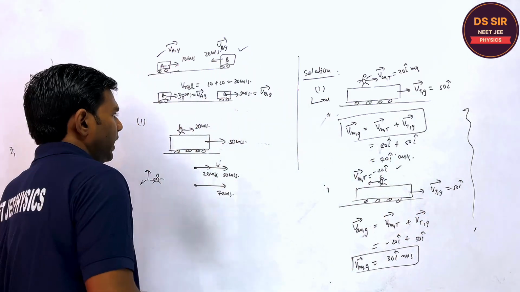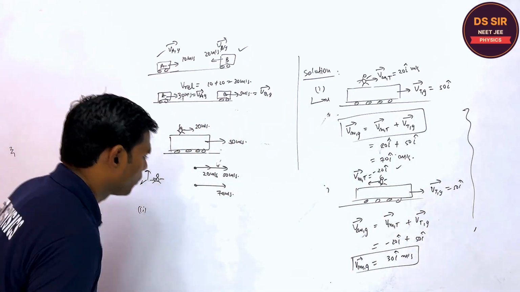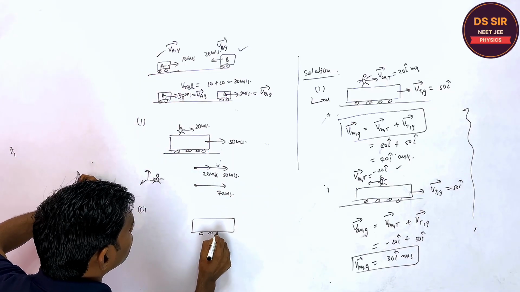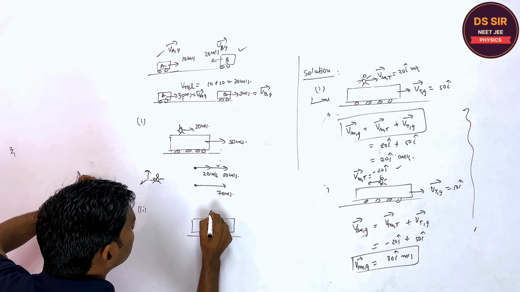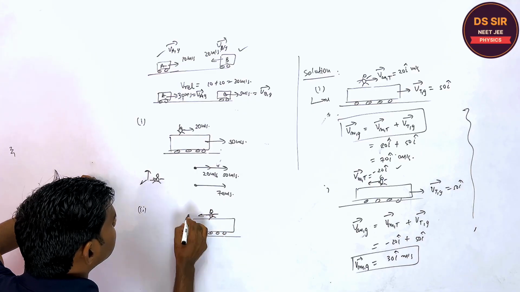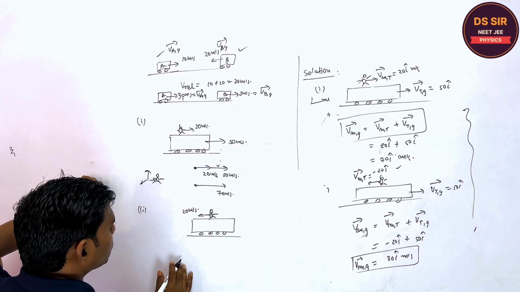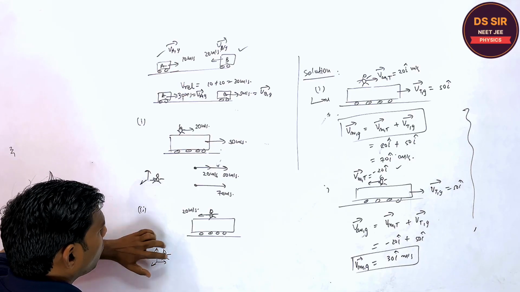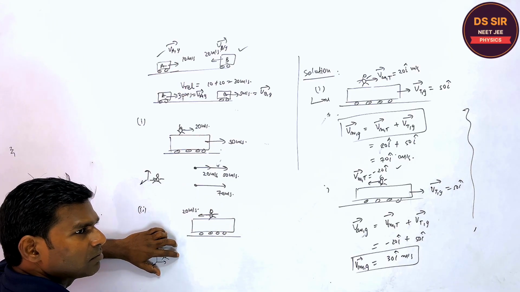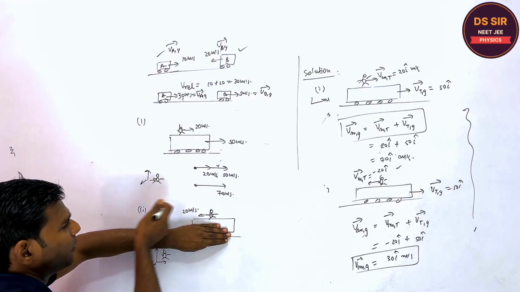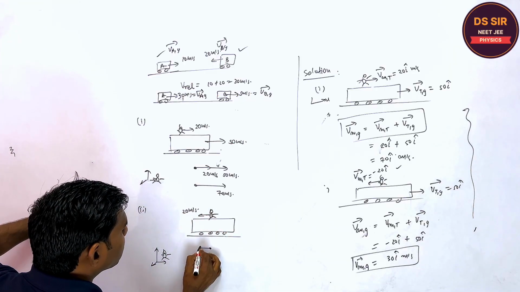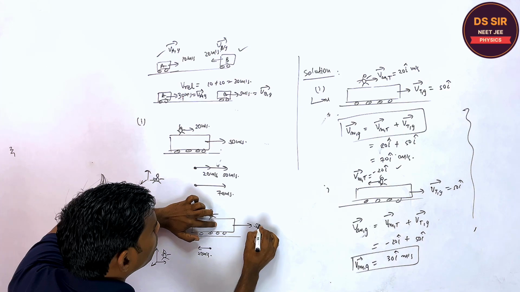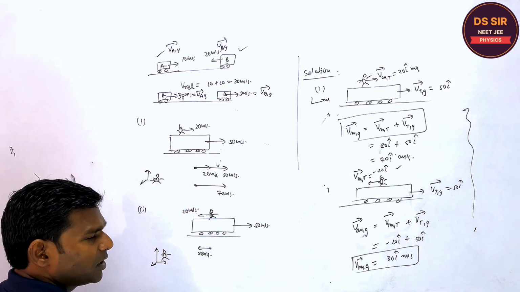Like this. In the second case, suppose this is the train. You can assume it is at rest and the monkey is moving with the speed 20 meter per second in opposite direction. So with respect to ground, if you are standing, what velocity will you see? Right, it is at rest, the monkey is moving with the speed 20 meter per second, but the train is also moving with 50 meter per second.